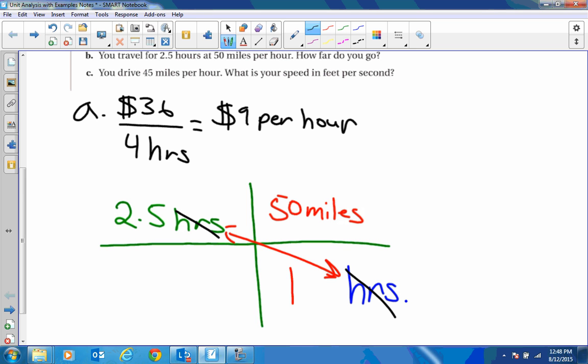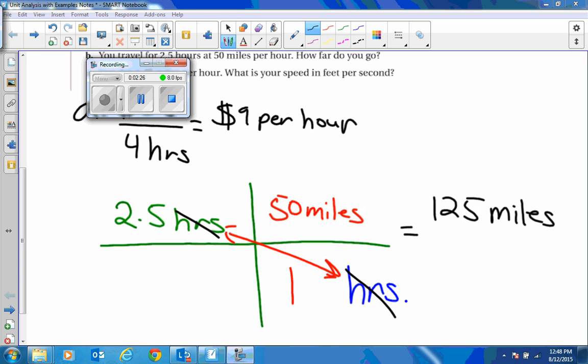So then we have 2.5 times 50, which is what? 2.5 times 50, 100, 125. And our unit, since the hours cancel out, would just be miles. So yeah, the answer would be 125 miles.